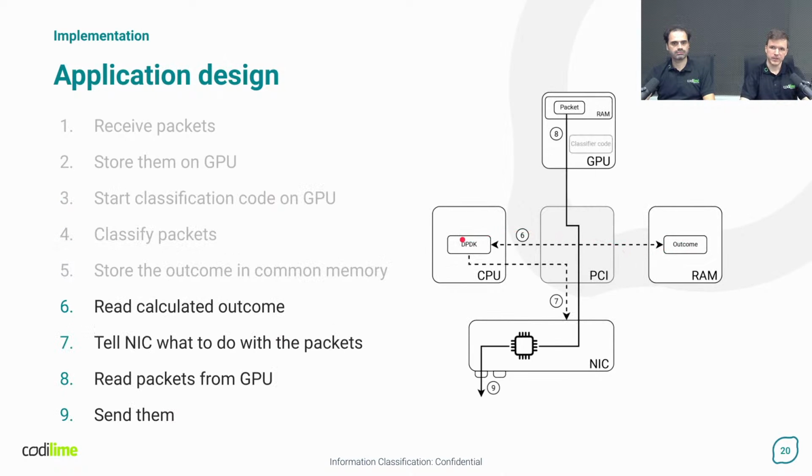Next, the DPDK application reads the outcome that was written previously by GPU and decides what to do with the packets. The packets are either dropped or forwarded to the network. In this latter case, the NIC reads the packets from GPU RAM and sends them to the network. Yes, in this case, we are using CPUs, but only for the packet management. So all the ACL processing is still happening in the GPU, but we are using just a few cores, way less cores than we would be using for the ACL, just to manage the outcome of the ACL processing.